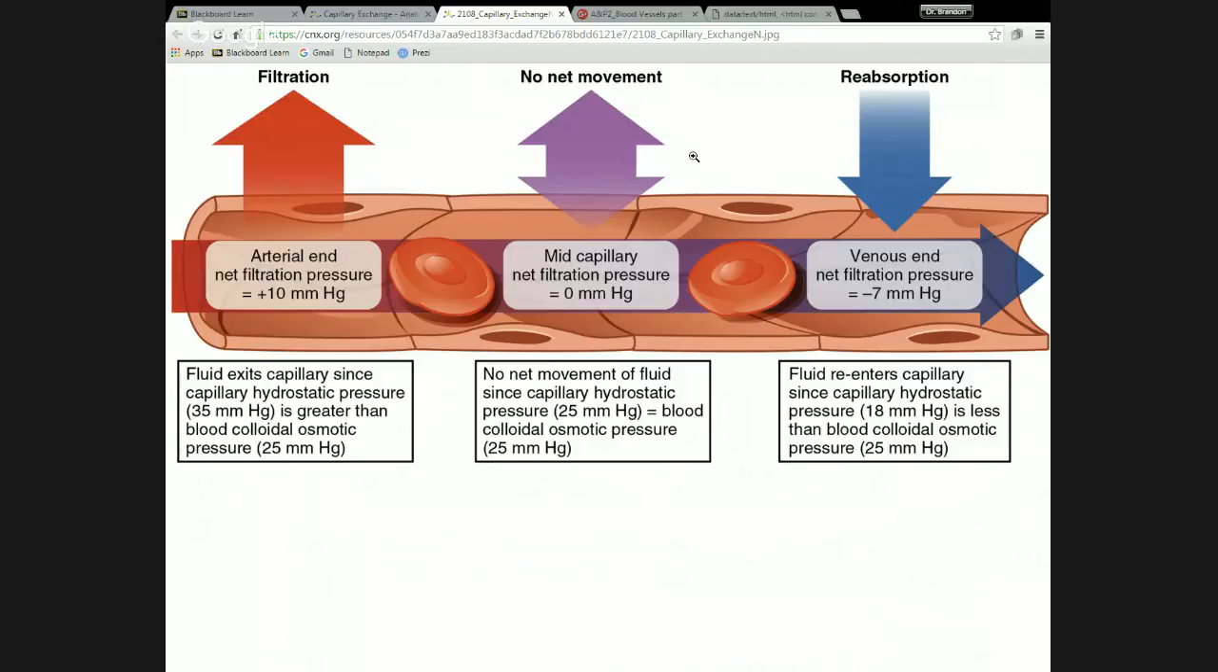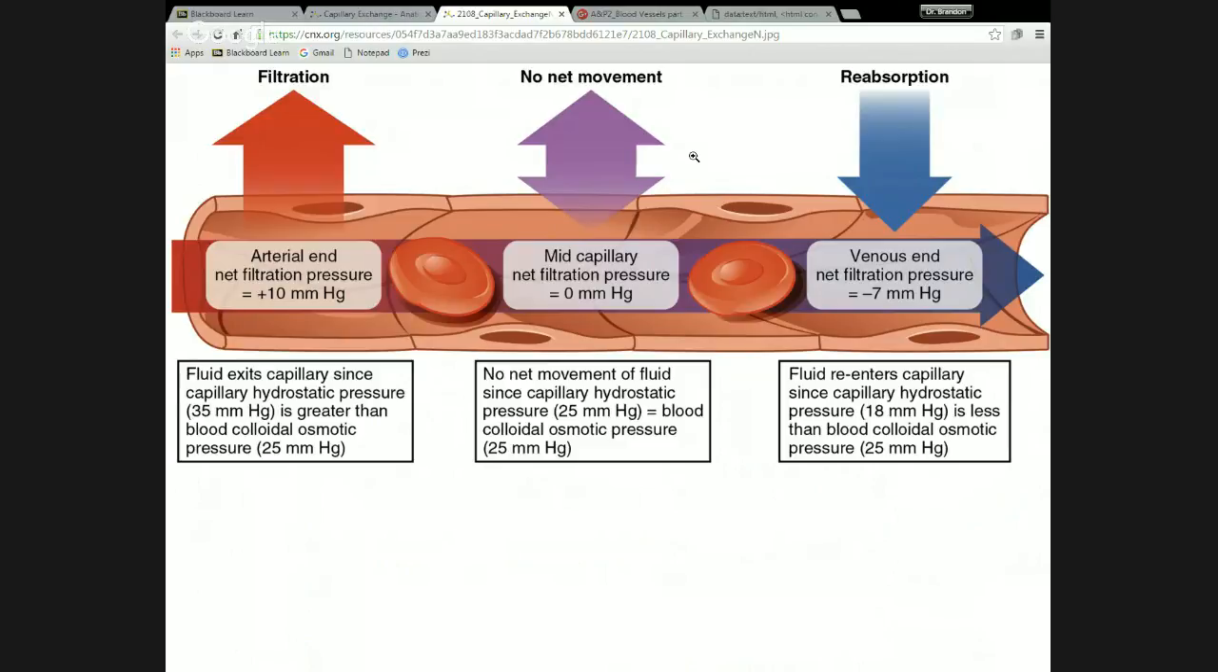The thing is that the absolute difference between these two means that it's not an even exchange. Okay? That's +10 over there at the arterial side and -7 over here. When I say in absolute terms, I mean the absolute value of that is 10 millimeters of mercury. The absolute value of this is 7 millimeters of mercury. They're not even. Okay?